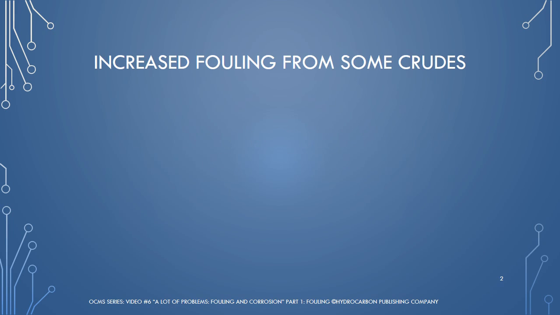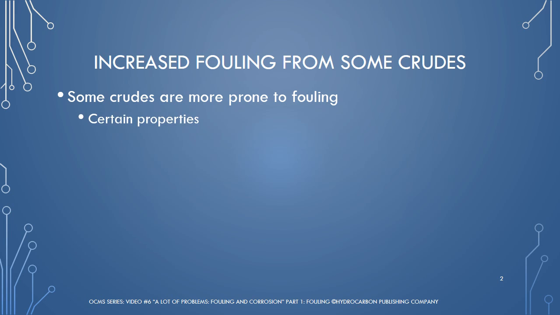Refiners must be aware of crudes that are more prone to fouling. Specific crude properties and contaminants increase the likelihood of fouling. There are also certain practices and conditions that also lead to fouling.